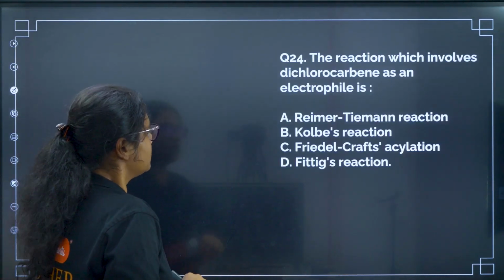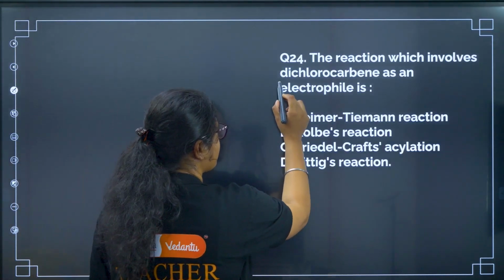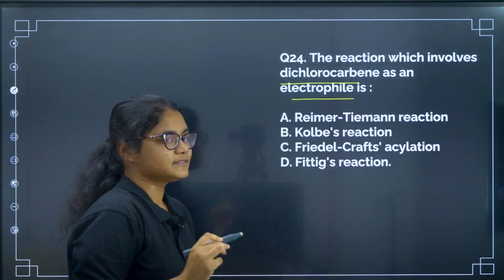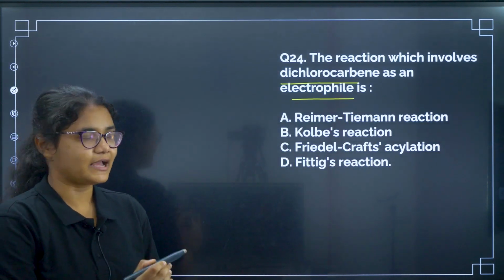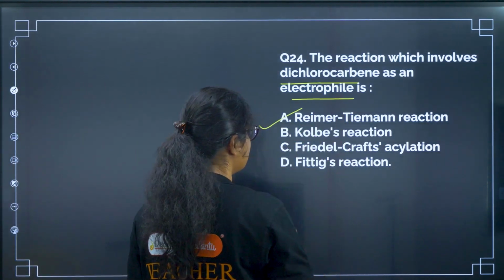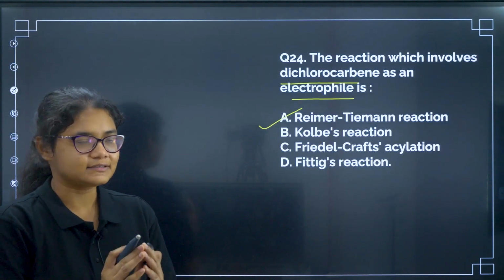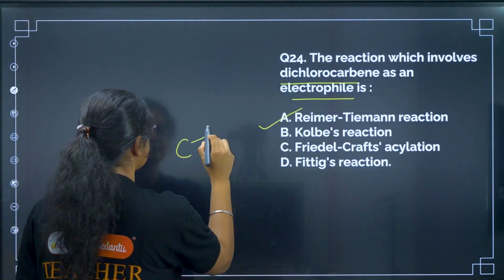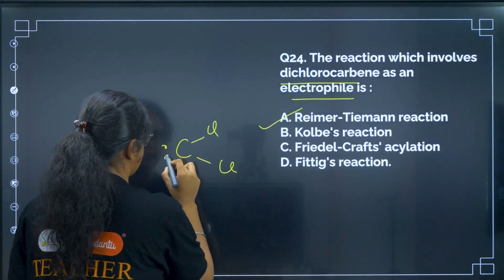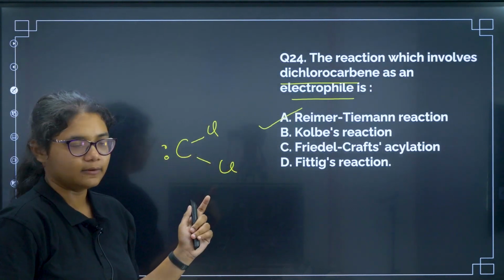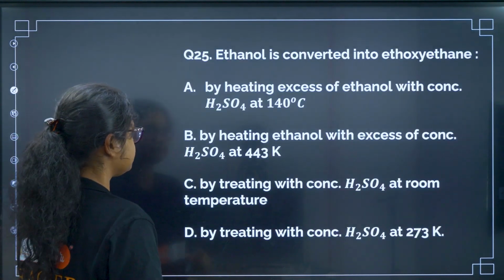Next, the reaction which involves dichlorocarbene as an electrophile. So this is a very, very famous name reaction, that is your Reimer-Tiemann reaction. You need not know the mechanism, but you should know one intermediate is involved in this reaction. That is your dichlorocarbene.